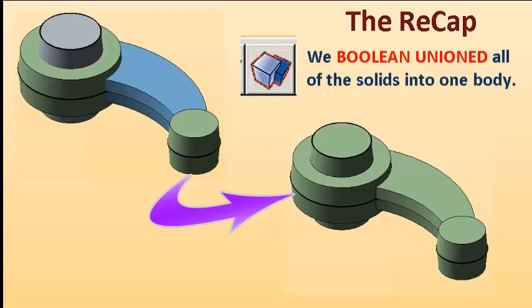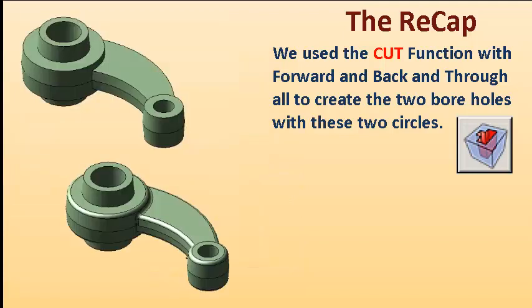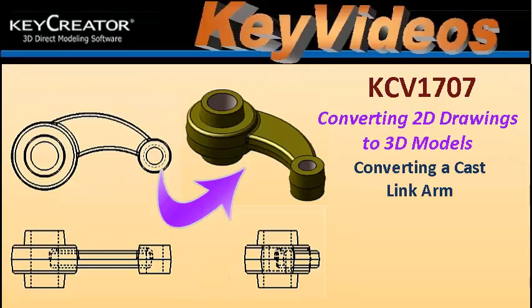We Boolean unioned everything together, gives us one solid. We used the cut function with forward and back and through all to create the 2 bore holes with those 2 circles. And finally, we used the constant radius blend function with a 0.15 value to create the cosmetic lens on the part.